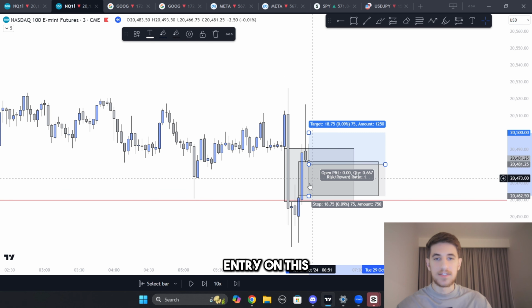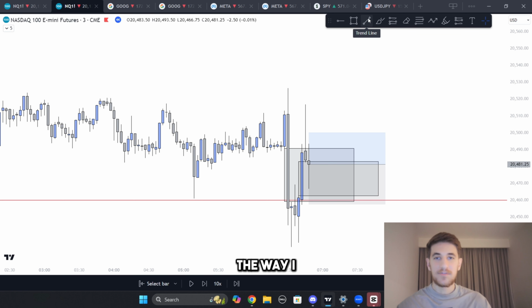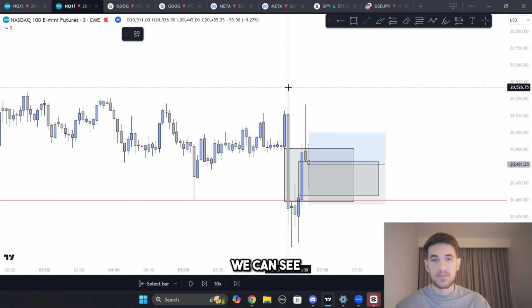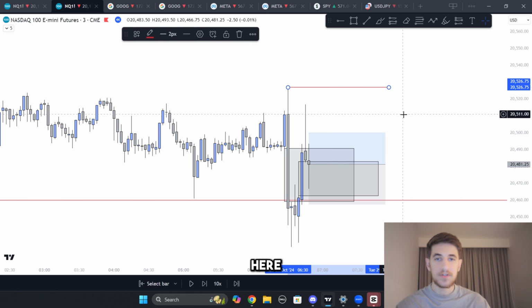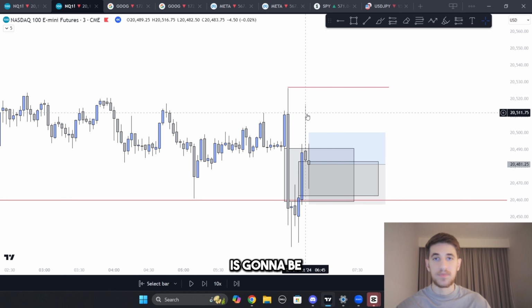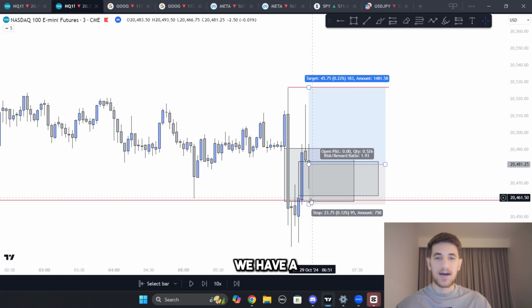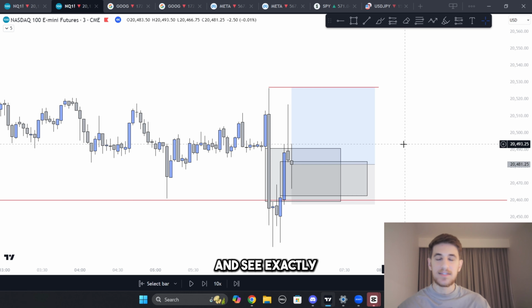And now let's get into the second part of using liquidity. The way I find my targets on these trades is I look for the next significant high on the lower time frame. So in this case, we can see the most significant high is all the way up here. So this is where my target for this trade is going to be. So the trade setup looks something like this. We have a stop loss below the fair value gap and we have our target at this most significant high. So let's go ahead and play this setup out and see exactly what happens.